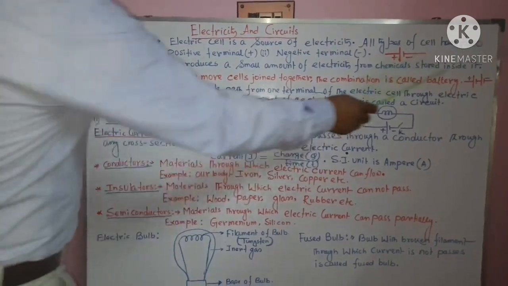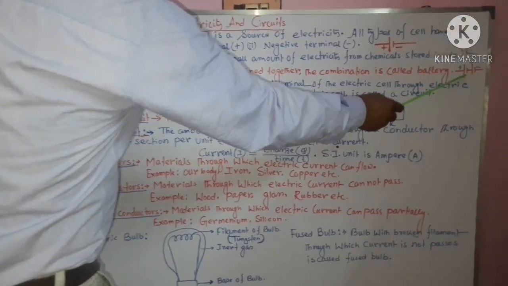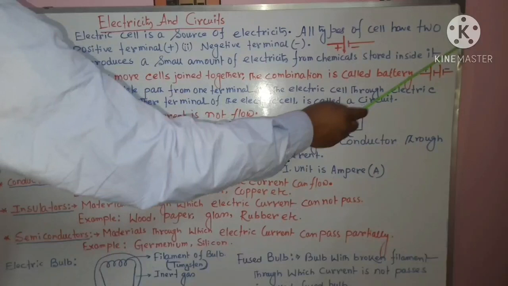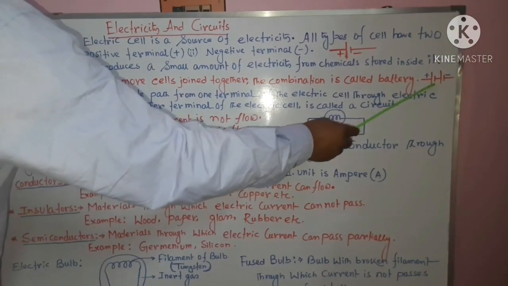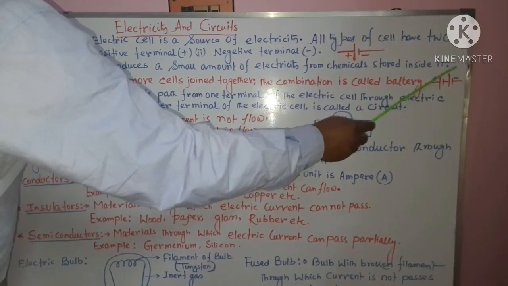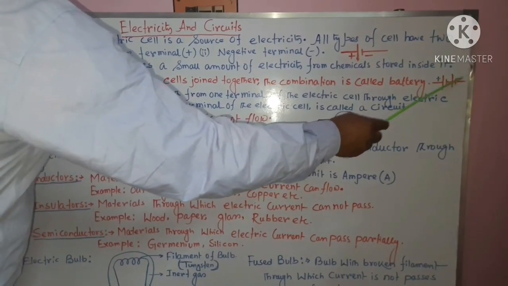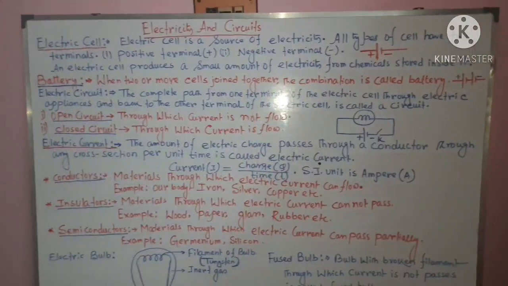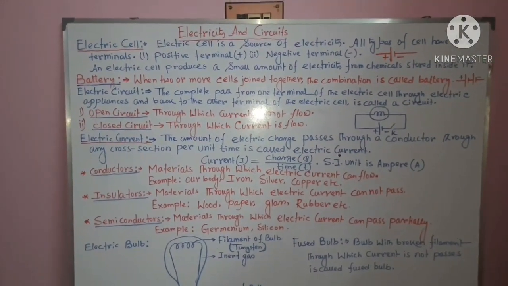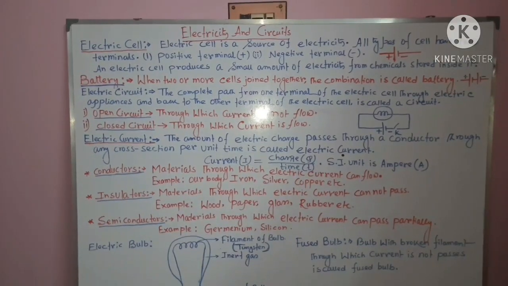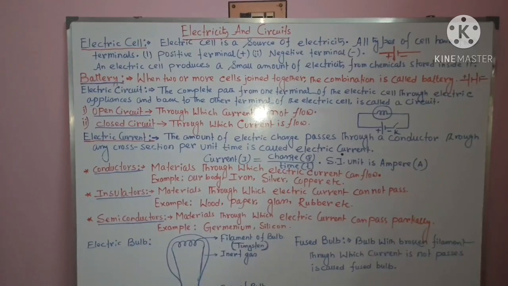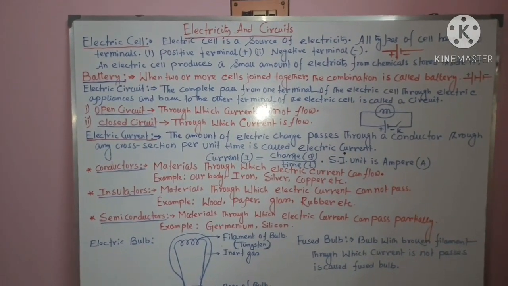So now this is the symbolical representation of an electric battery where two cells are joined together, where this is called the positive terminal of the battery and this is called the negative terminal of the battery. Okay, so after knowing the concept of electric cell and electric battery, you have to take the idea of an electric circuit. So what do you mean by electric circuit?